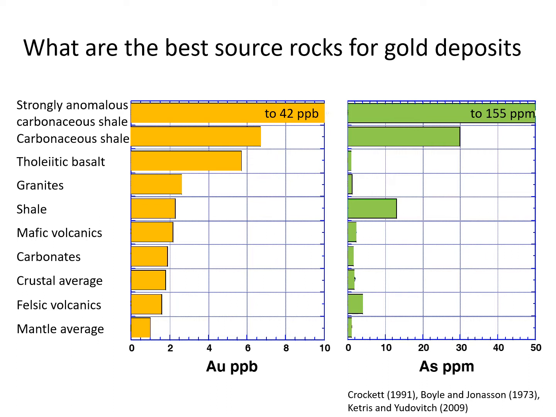However, if we think about the other elements that are enriched in gold deposits, often one of those elements is arsenic. And while tholeiitic basalts might have quite a bit of gold, they don't have much arsenic. However, our carbonaceous shales do have quite a bit of arsenic. So if we're looking for an arsenic-rich gold deposit, our better source rock is carbonaceous shale, though tholeiitic basalts can be viable sources in some circumstances.